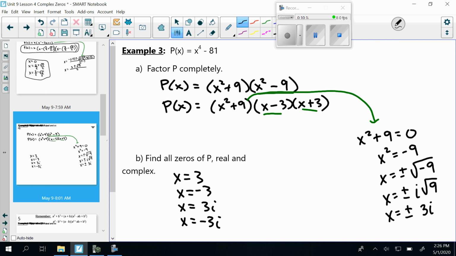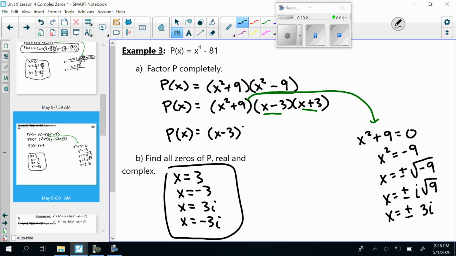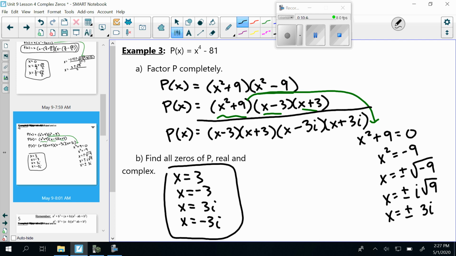So now when we write this out in the very final factored form here, we want to have a factor for each of those zeros. So we got our x minus 3, we got our x plus 3 that we just had, and then what do we get? What are the two factors that come from this one? x minus 3i and x plus 3i, because it'd be like minus and negative. So that would be the final factored form of that one.